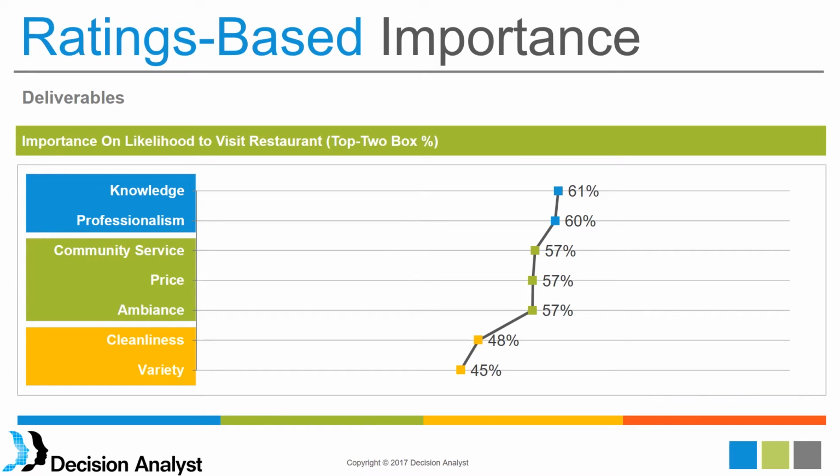Knowledge and professionalism have the highest importance, so those might be considered the two key drivers. The next group in the middle have the same importance value: community service, price, ambiance. And the final set are relatively unimportant: cleanliness and variety. That's not to say that those two can't be worked on, but they don't have as much of a relationship to the likelihood to visit the restaurant. They might even be considered cost of entry items.